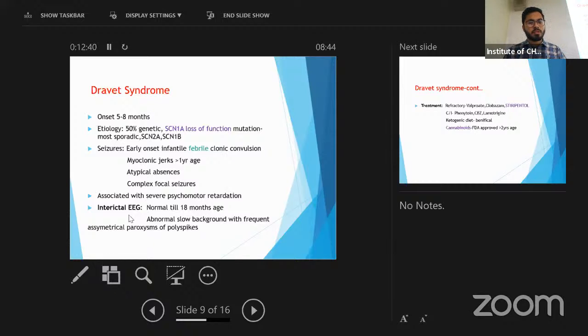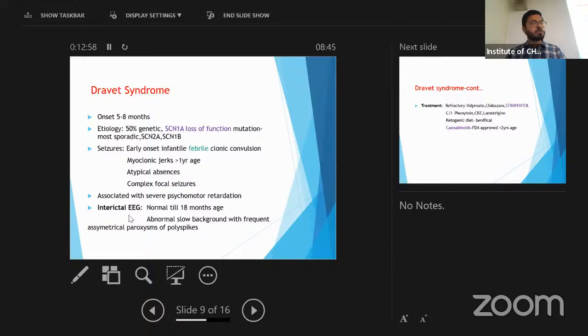myoclonic jerks after 1 year of age. When the child goes to 1 year of age, then we can see myoclonic jerks, atypical absence seizures, and complex focal seizures. And at the age of 2 years, we can see severe psychomotor retardation.